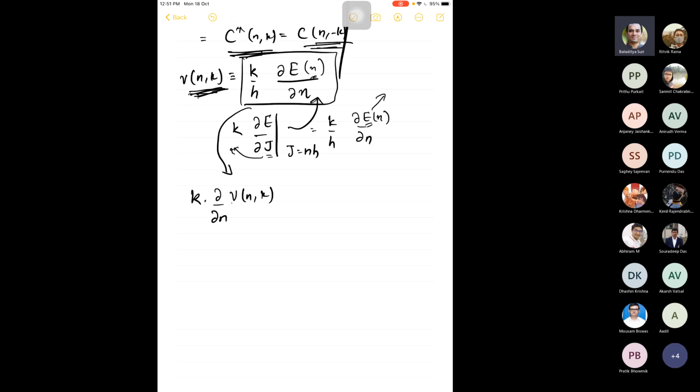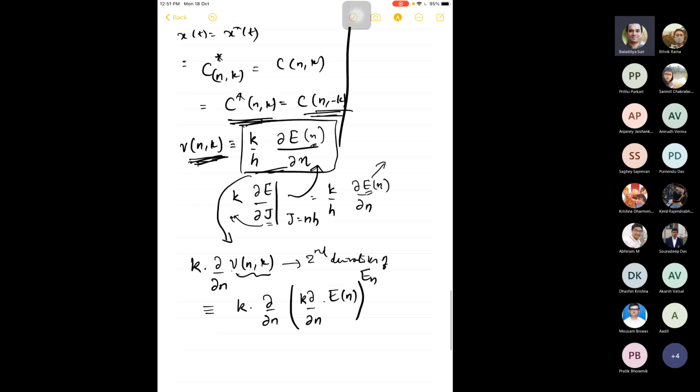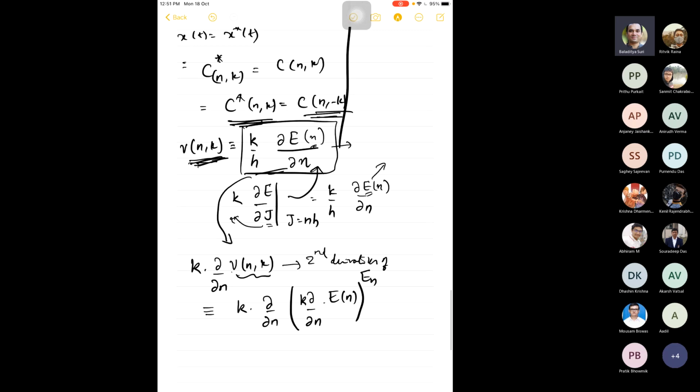Okay. Now this should be interpreted as, or not interpreted, I mean nu of nk is, you substitute it using this formula, k times delta by delta n of E of n. So it's a double derivative. So quantities like this are second derivatives of En, and quantities like this, frequency and other things, are first derivatives of En. Okay.